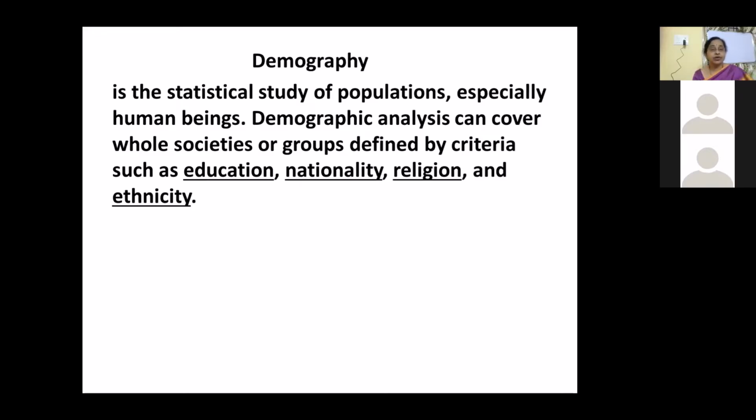Recently, the issue is going on. I think you are all aware of that issue, that in a particular community, the girls have to wear the hijab, and the school authorities are opposing it. And the debate is going on and the issue is going on. This is pertaining to religion.